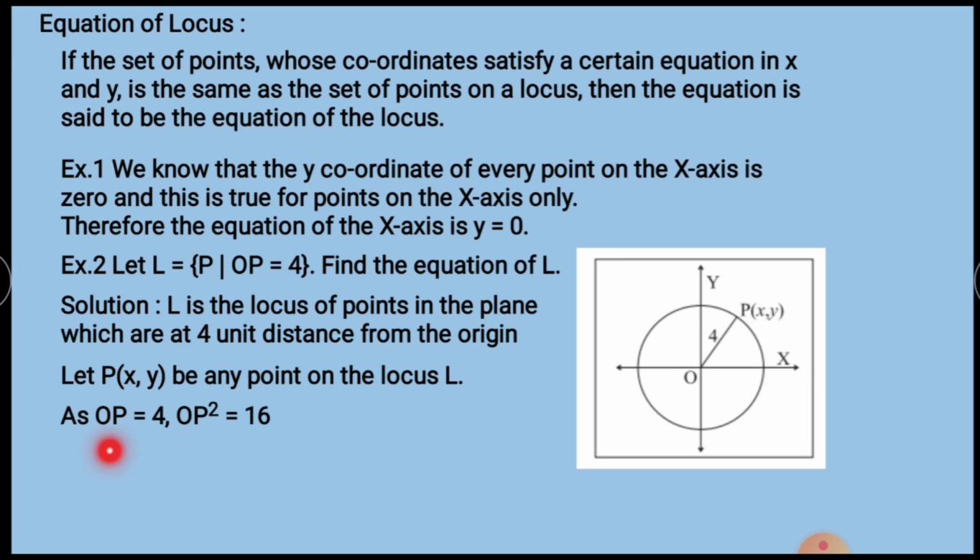So by distance formula we say OP equals 4. Squaring on both sides we get OP square equals 16. So we write the distance formula for OP. If we consider O as (x1, y1) and P as (x2, y2), we have the formula (x2 minus x1) whole square plus (y2 minus y1) whole square. So we apply the distance formula: (x minus 0) whole square plus (y minus 0) whole square. Here we get x square and y square. So x square plus y square equals 16 is the equation of locus.